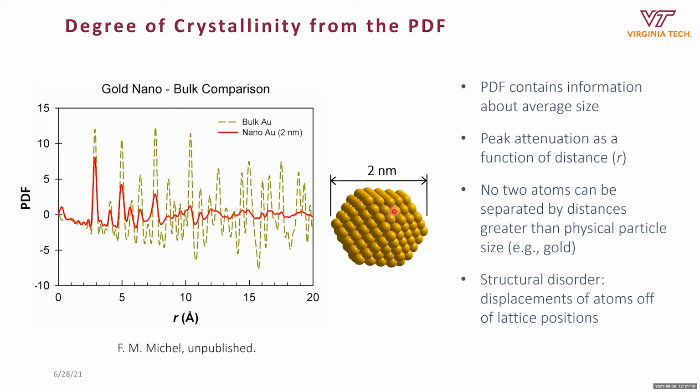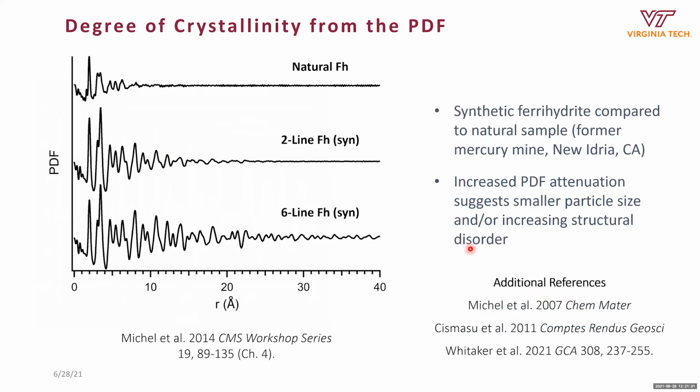Okay, so in this kind of case, for a nanocrystalline sample, the size we get from PDF should be very close to the actual physical dimensions of the particles. But this can get a little more complicated. If we have materials that have structural disorder, we can get size information, but it can decouple from the physical dimensions of the particles. Here's an example of how we've applied this in the past.